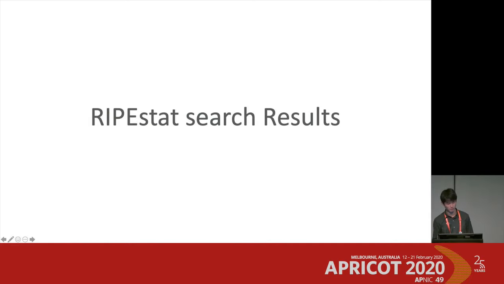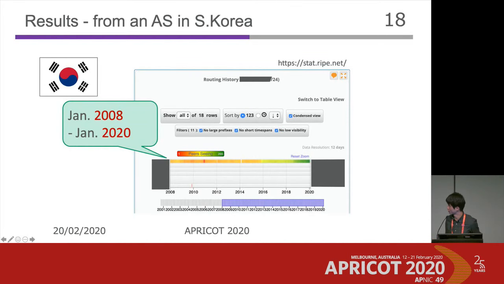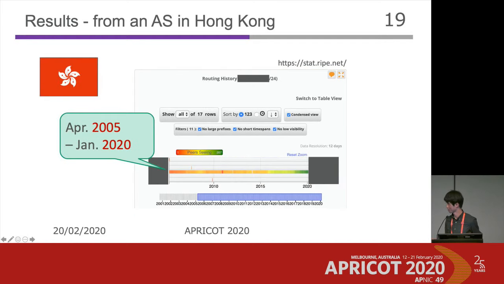Moving on to the actual prefix search results. The first one was from an AS in Japan. It started in November 2002, and it is still alive in 2020. The next one was from an AS in South Korea, which started in January 2008 and then halted just last month. And the third one, the final one, started in April 2005 and also stopped just last month.